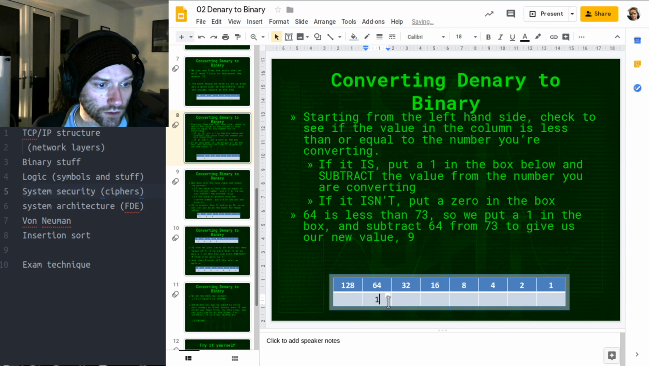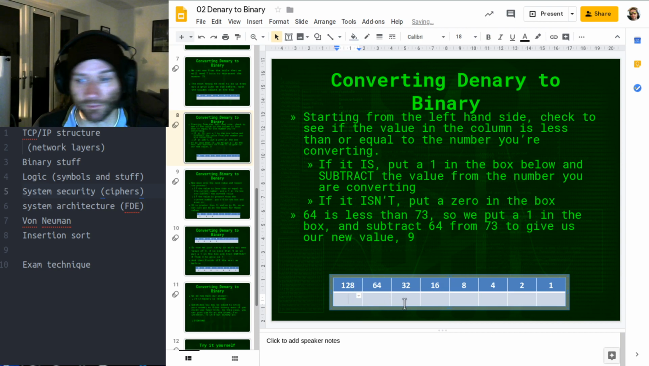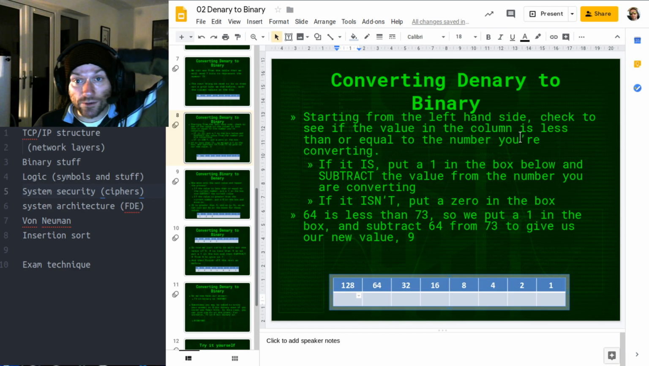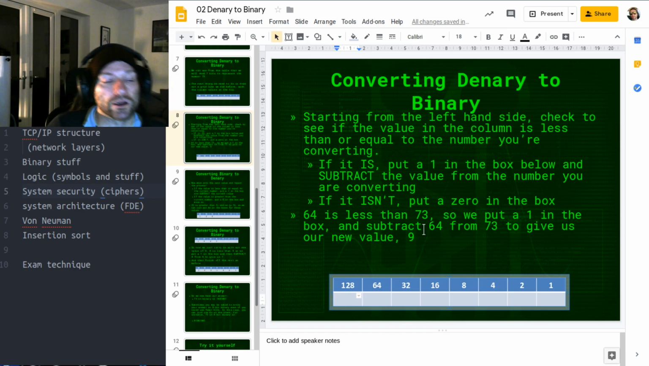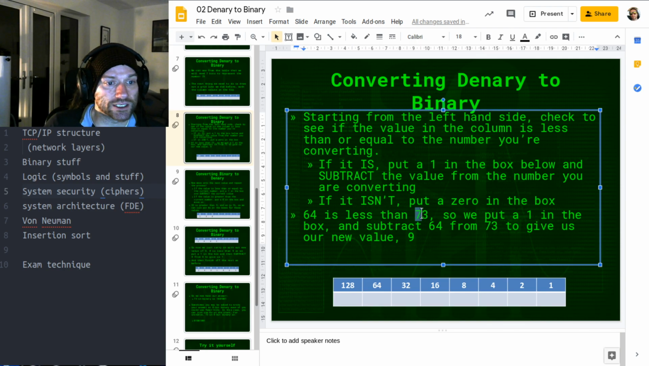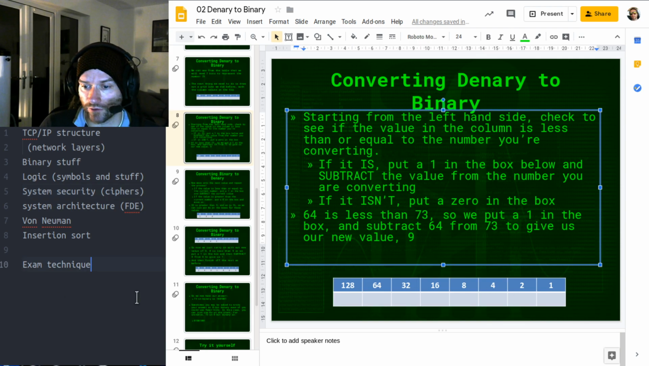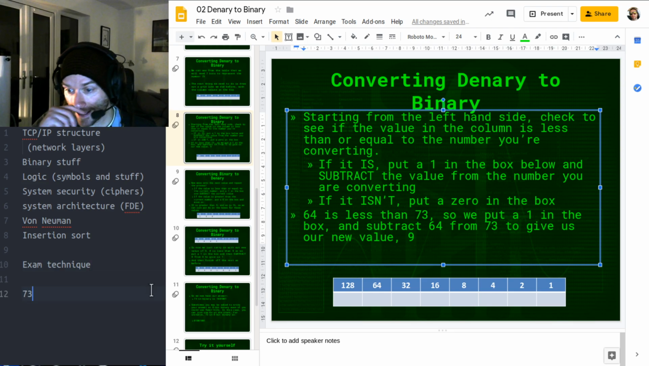Okay, I'm going to start off here. The way that it works, you've got a number that you are converting. In the exam, you will always be converting using 8 bits. Okay, this is the way that it works. You start off with a number. In this example, we are converting 73. I'm going to note that down here. Here's my 73. Yes, assume that you're using 8 bits unless told otherwise.